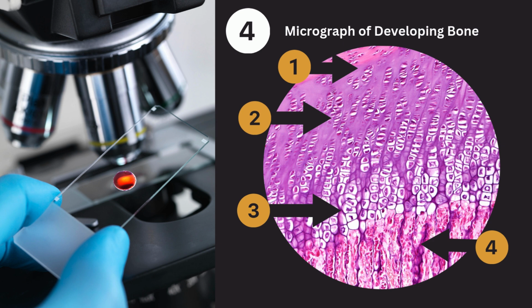Layer 3 is the zone of hypertrophy. These are older cells that enlarge and thicken the epiphyseal plate. Layer 4 is the zone of calcified cartilage. This layer is composed of dead cartilage cells and calcified extracellular matrix. Layer 5 is the ossified bone of the diaphysis.